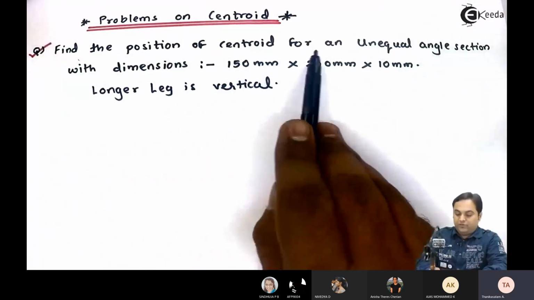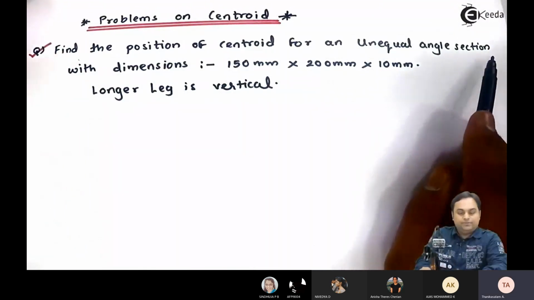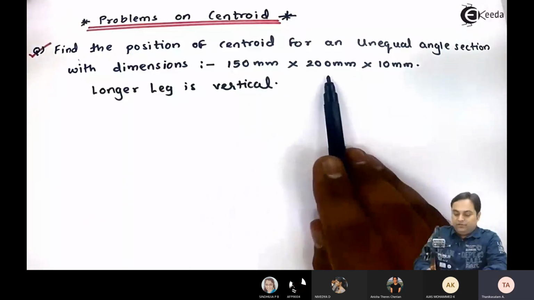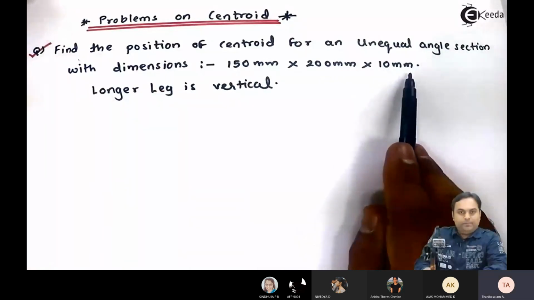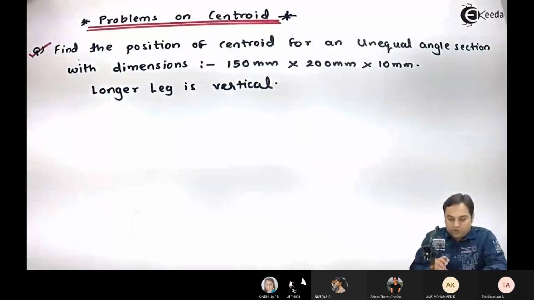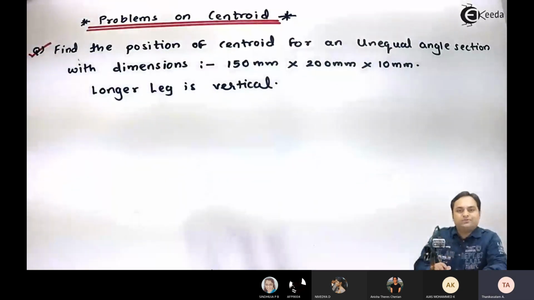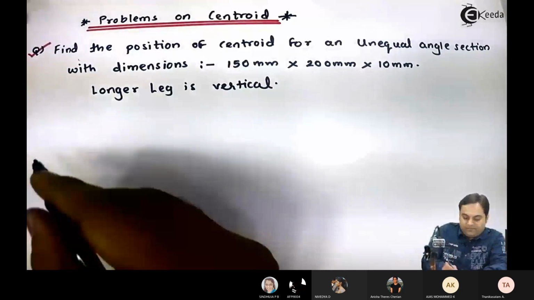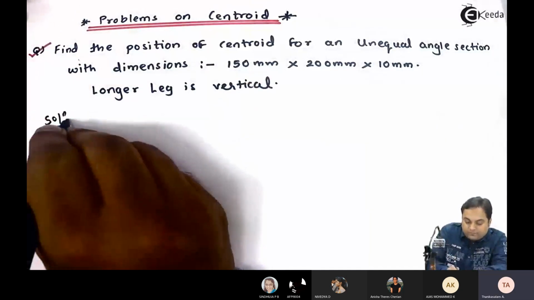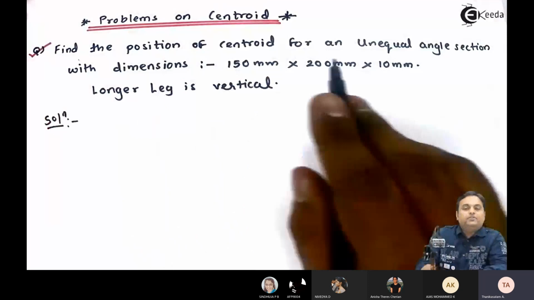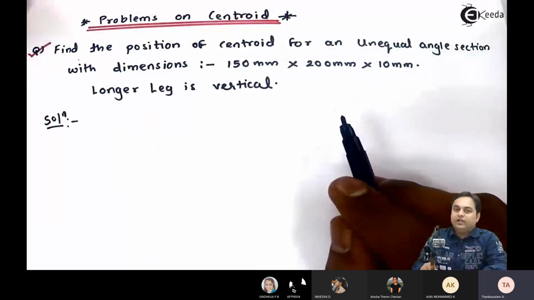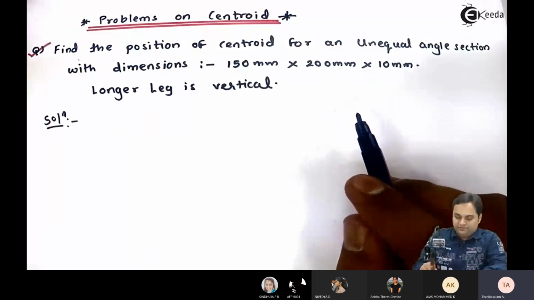Find the position of centroid for an unequal angle section with dimension 150 mm into 200 mm into 10 mm and the longer leg is vertical. This is given. So let us try to solve this problem. The solution part. We have to find the position of centroid. By position of centroid, we mean that we have to calculate x bar and y bar value.